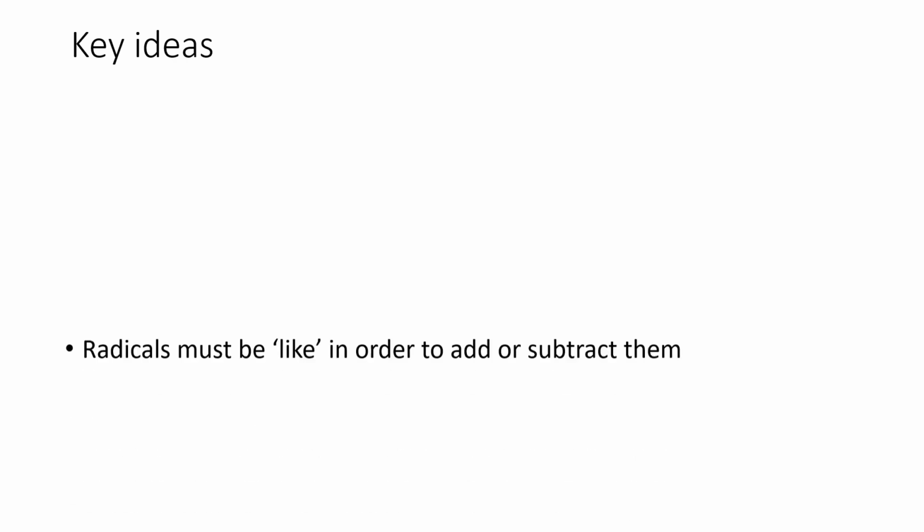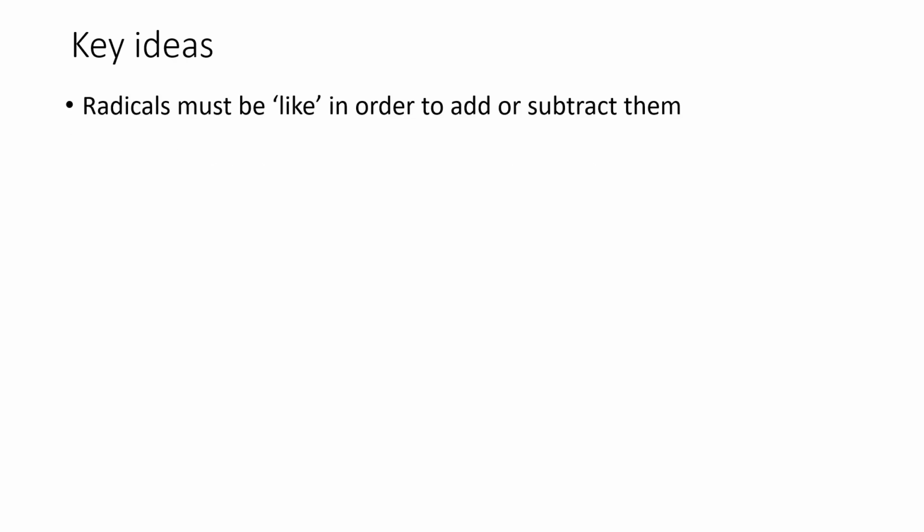So here are our key ideas. If you've been listening to this for 8.5 minutes, haven't written anything down, just kind of following along, here's where you want to start to write stuff down. The radicals must be like in order to add or subtract them. So just like you can do 5x plus 7x, but you can't do 5x plus 7y. I don't know why I changed the 2 there to a 7.